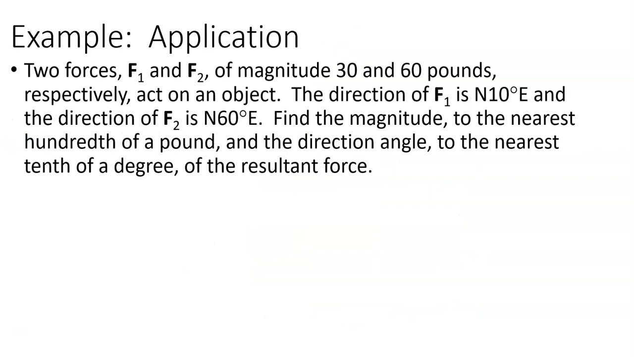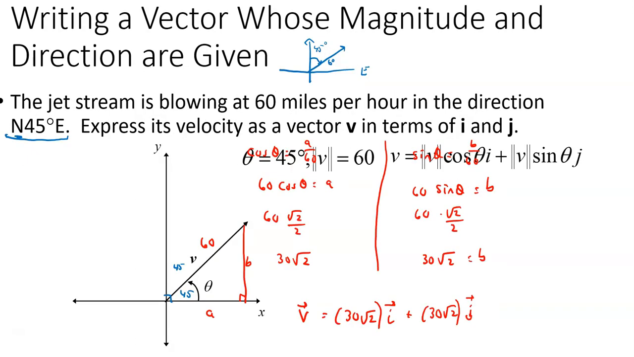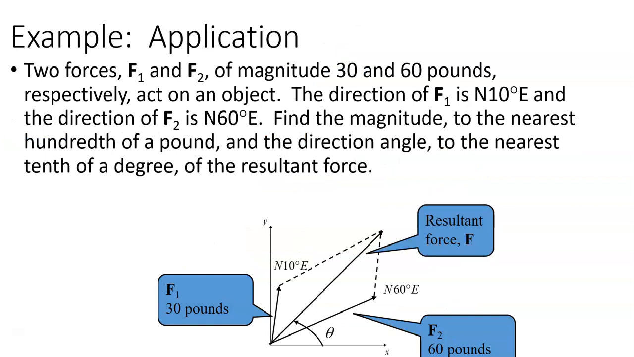All right, this one is going to be a little bit longer application, but it's good to do one that doesn't involve just whole numbers. This one involves multiple vectors. So it says two forces of magnitude 30 and 60 pounds act on an object. The direction of the first force is north 10 degrees east. So you notice that this force down here from the north has an angle of 10 degrees. Then it says the direction of the second force is north 60 degrees east. So this one comes from the north down 60 degrees.